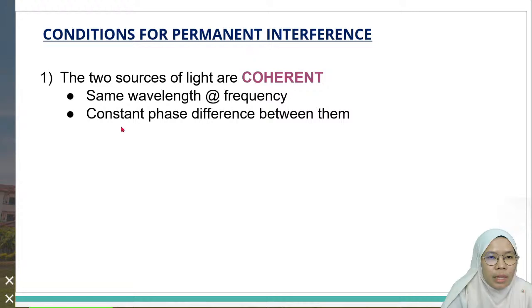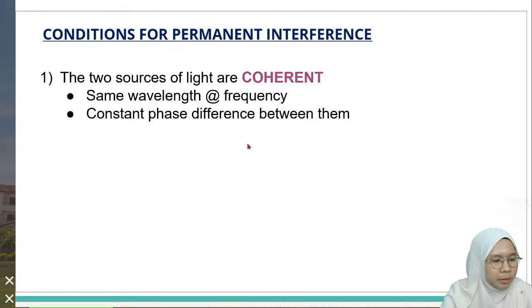Then, constant phase difference between them. Let's say at the starting point the two point sources start with a difference of lambda over 2, for example, and until the end they will maintain lambda over 2. In terms of phase difference, that is pi over 2, for example. So they maintain the same difference from the starting point until the meeting point.